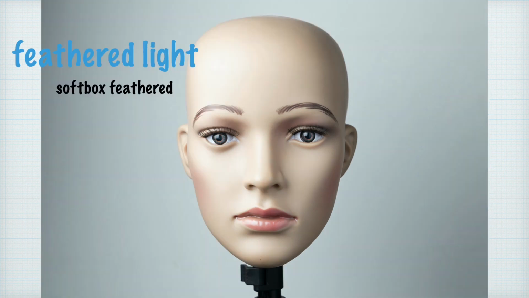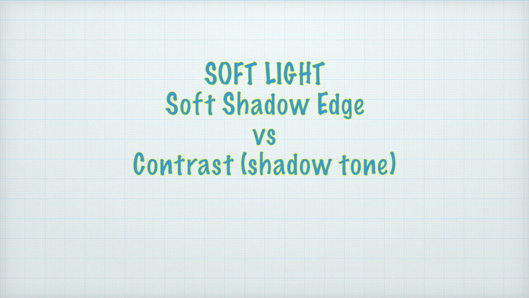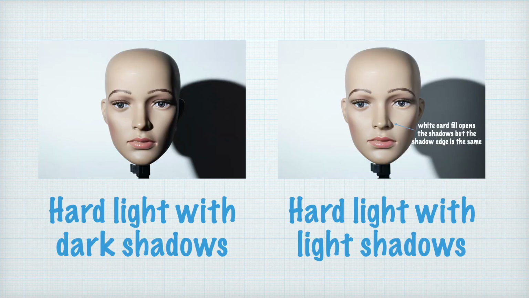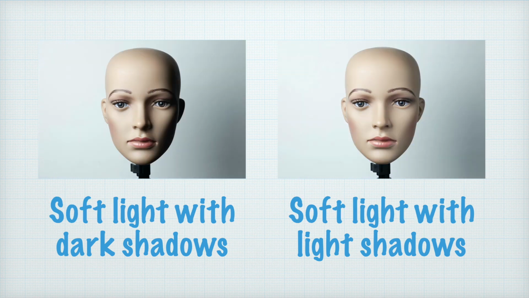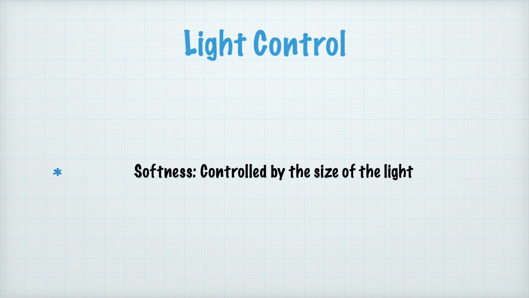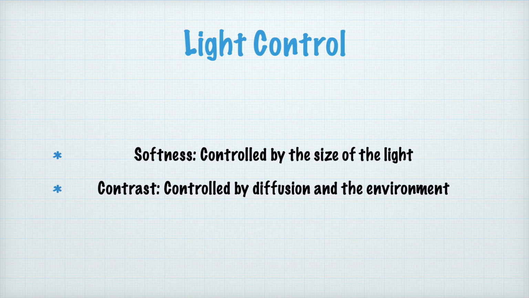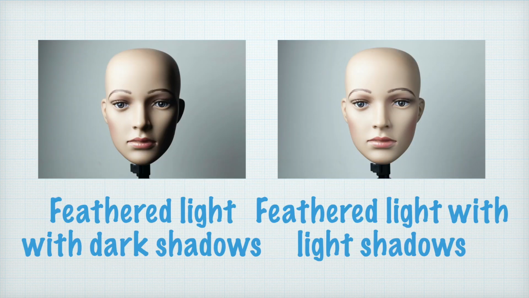Let's finish up by comparing the images with and without fill. We can have a hard light with dark shadows or a hard light with light shadows. We can also have soft light with dark shadows or soft light with light shadows. Remember that softness and contrast are separate from each other. We control the softness with the size of the light. We control the contrast with how diffuse or how wide the light spreads, and the environment that bounces the light back into the scene to open up the shadow density. And then feather the light and add a fill card for a more even coverage across the face. Here they are side by side.